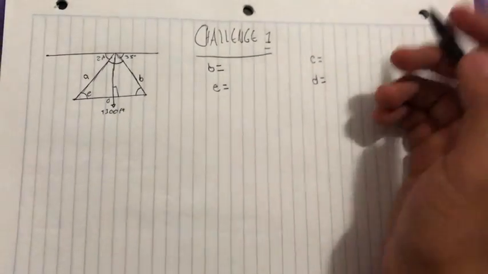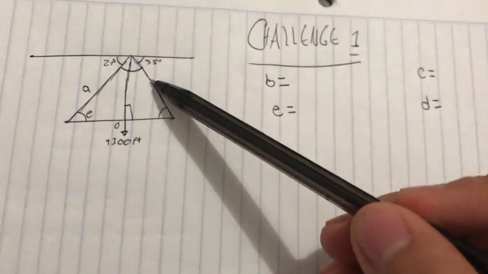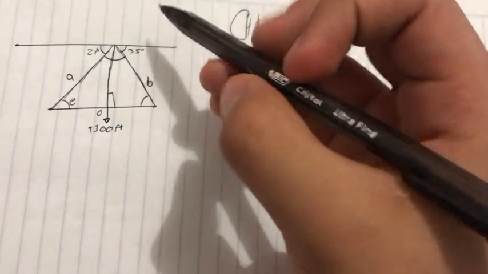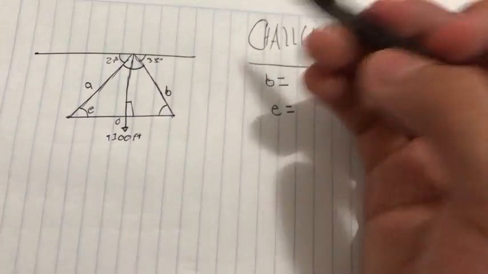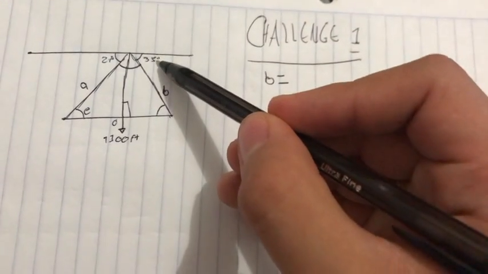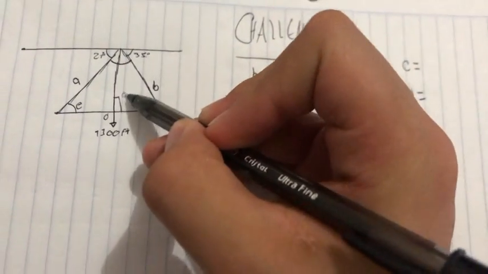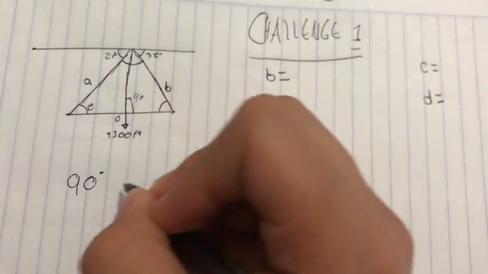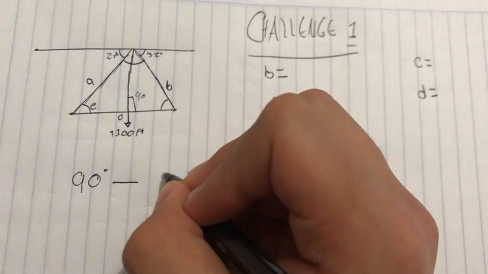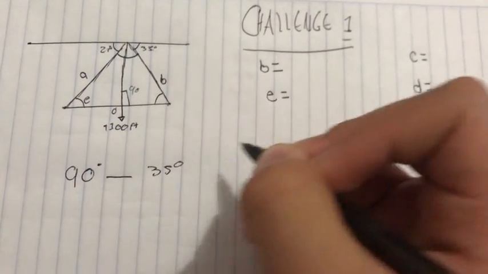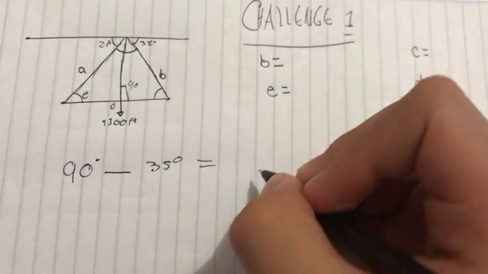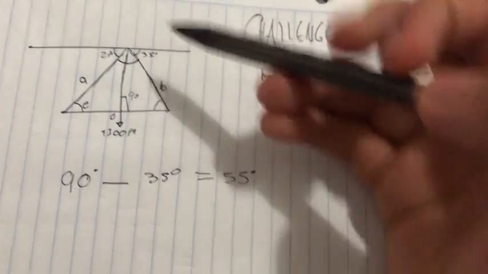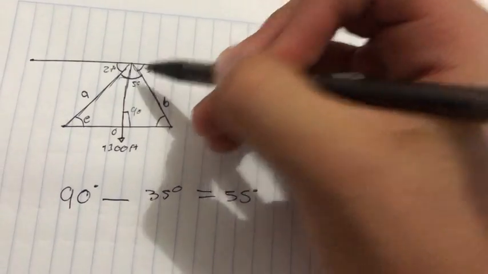First, we need to know what this angle is. In this side of the triangle, we have this angle, and we know that this angle is 90. So we do 90 minus 35, that is another angle, which is equal to 55. So now we have this angle, 55.